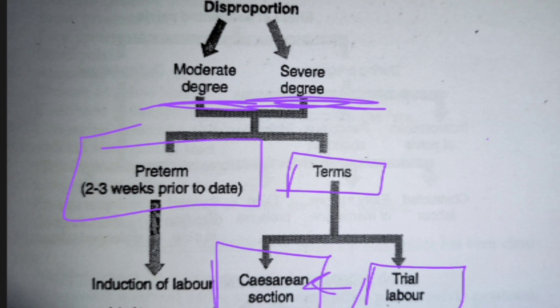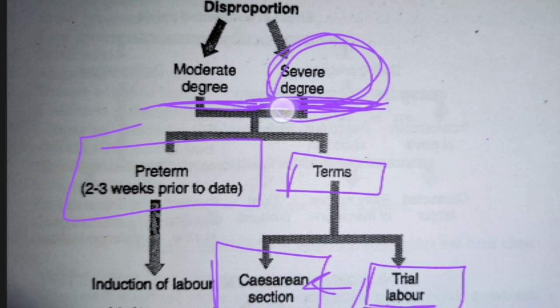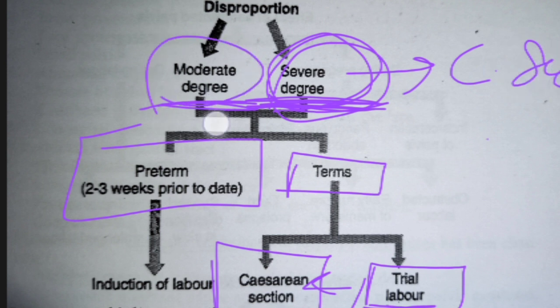In this, do remember, in severe degree we can't perform trial labor. That is, normal delivery is not possible at all. In severe degree, we will directly go with C-section. But in moderate degree, we will try for normal delivery, trial labor. If not possible, then we will go with C-section.